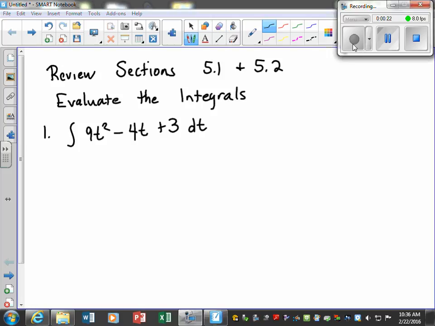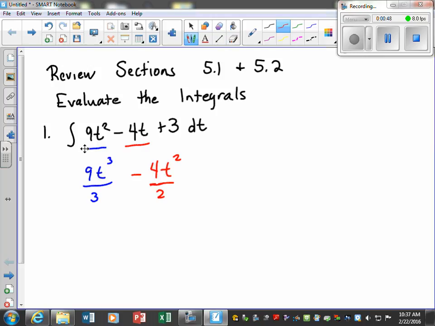Okay, by our rules, we can break this apart, and when we find the antiderivative of 9t squared, for this first one, we'll just have 9t to the m plus 1, or on your notes, r plus 1. All right. When we do this one, we get what? Negative 4t squared divided by 2. And then plus 3t.